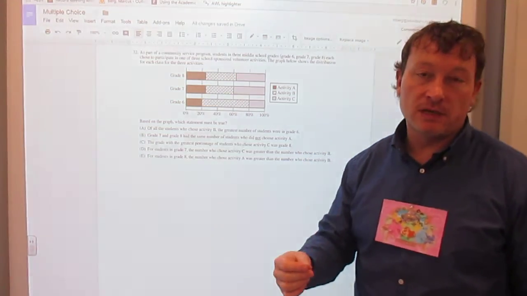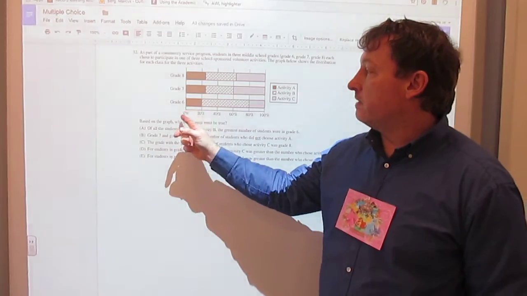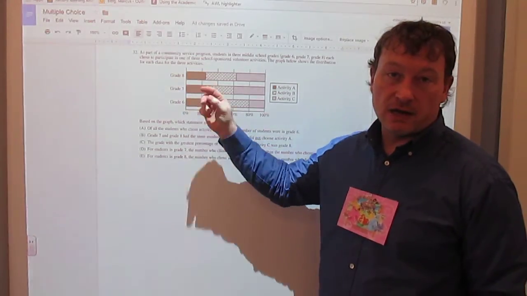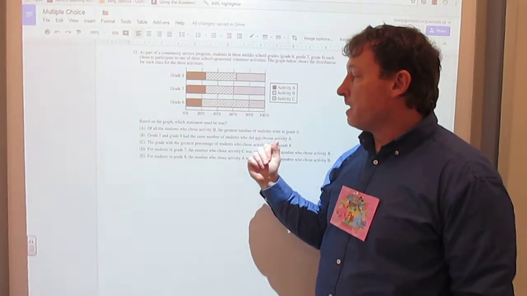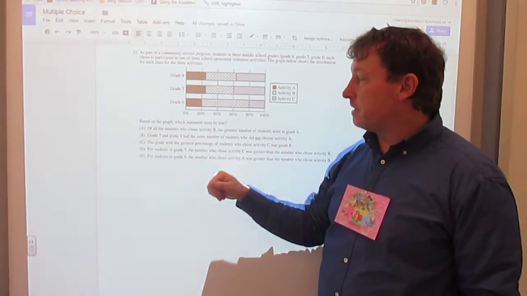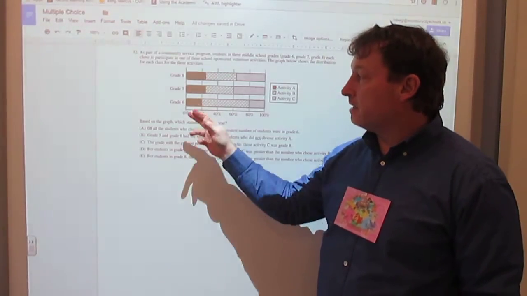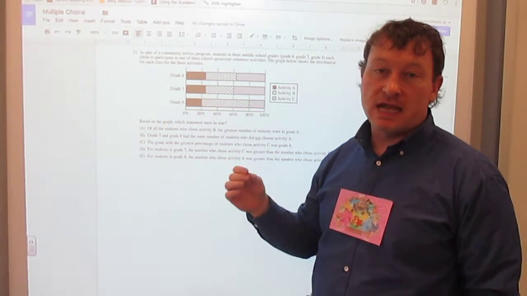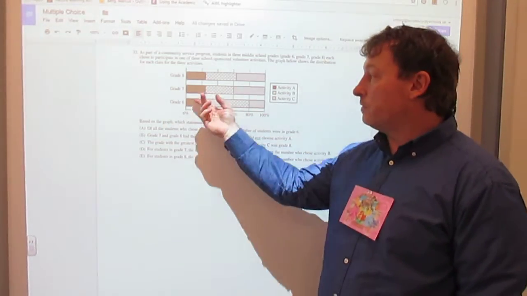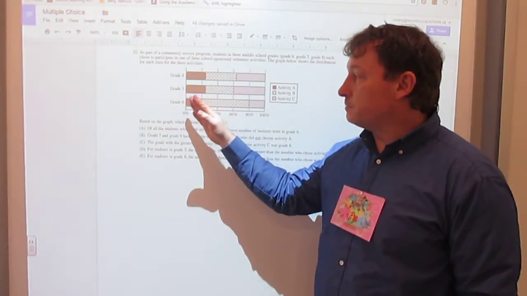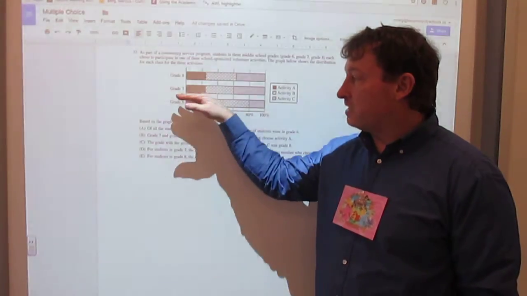So if we don't know how many 6th graders are, there could be 40 6th graders, 300 7th graders, and 10 8th graders. We don't know because they didn't tell us. So if they're asking us to compare numbers, how many 6th graders were in activity A compared to how many 7th graders were in activity A, we can't say, because we don't know how many students were there. So in this, we can only compare numbers within a group.